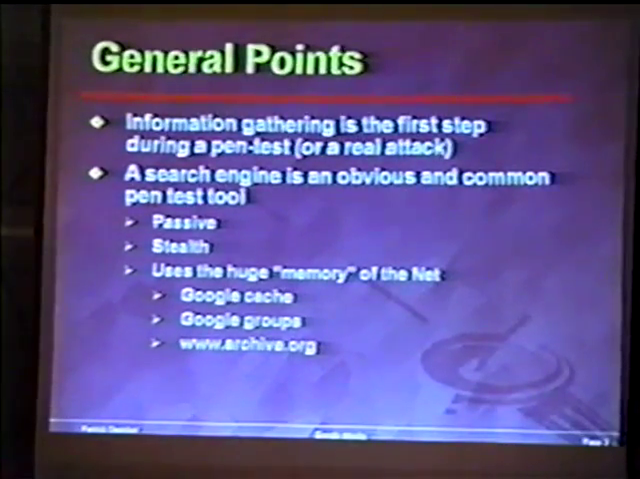Okay. First of all, some general points. During a pen test, I'm a pen tester myself, the first phase is information gathering about your target. It's the first phase of a pen test, but it's also the first phase of a real attack, of course.